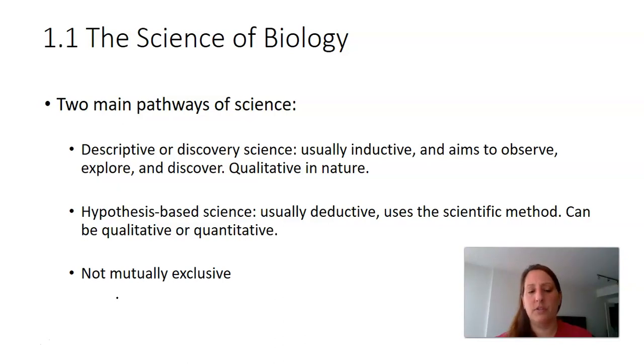The opposite of descriptive or discovery-based science is hypothesis-driven science or hypothesis-based science. And this is usually a deductive process. So again, you start with a general premise and you make a prediction or a hypothesis, and then you use the scientific method to carry that out and to test that hypothesis. And oftentimes, it's both qualitative and quantitative. It can also be one or the other, but oftentimes it's both. You're going to record observations, but you're also going to be recording and crunching numbers.